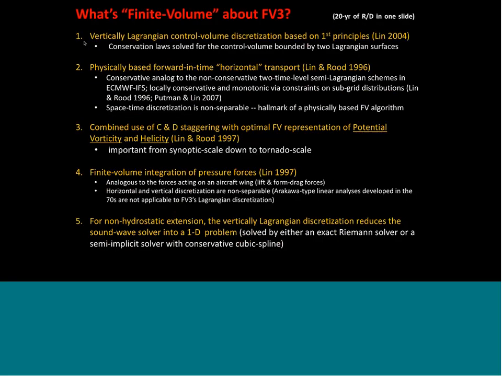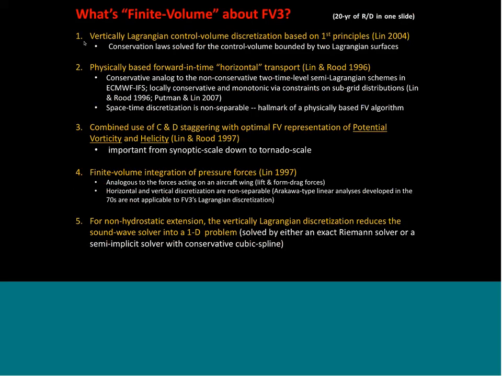So I mentioned finite volume, and I criticized other colleagues who claim to be finite volume, but I say they are not. So what is finite volume about? Okay, this is 20 years of research and development in one single slide. I try to break it down into 5 items the best I could. I want to start with how we view the atmosphere in the discrete space.